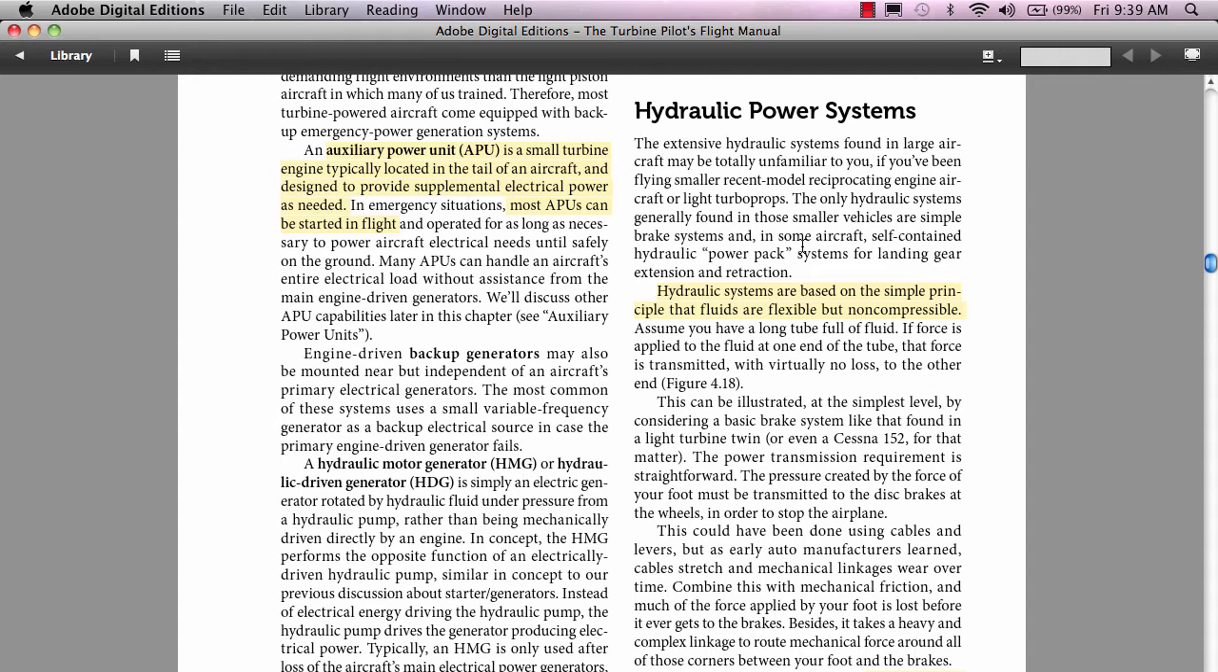Anyway, let's get into the book here. Let's go to page 61 and look at hydraulic power systems. As you can see here, on page 61, hydraulic systems are based on the simple principle that fluids are flexible but non-compressible. Okay, key point number 1, T question.